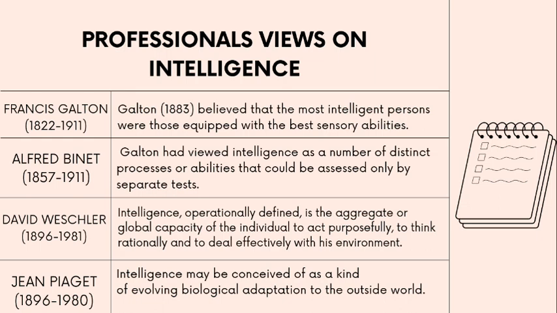So David Wechsler, 1896 to 1981. In Wechsler's definition of intelligence, there is an explicit reference to an aggregate or global capacity. Intelligence is operationally defined as the aggregate or global capacity of the individual to act purposefully, to think rationally, and to deal effectively with his environment. It is aggregate or global because it is composed of elements or abilities which, though not entirely independent, are qualitatively different.